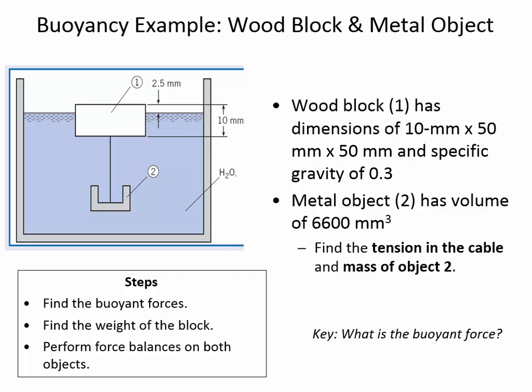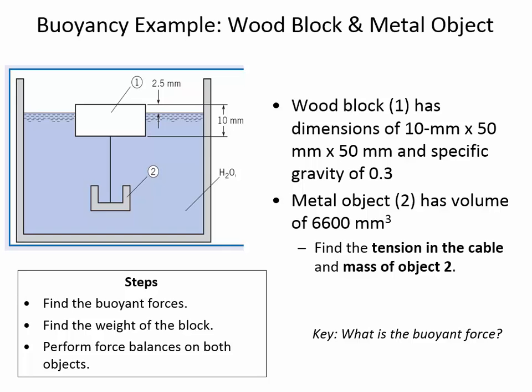And that tells us the volume, then we have to multiply that by the unit weight, 9810 newtons per meter cubed. Okay, so the buoyant force acting on object 2 is 0.065 newtons. And that's also acting up, the same as buoyant force 1 was acting up, towards the surface.